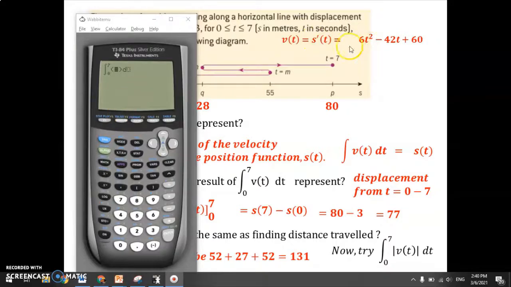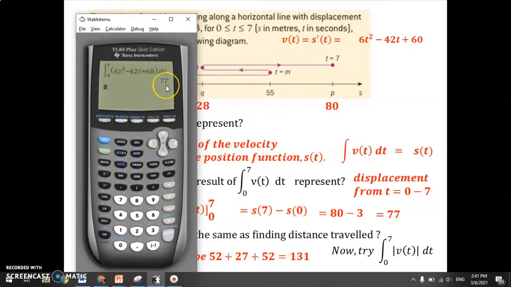Okay, so I have the velocity function here. We're going to enter that here. 6x squared, and then minus 42x, plus 60. And then in the end, we have to put integral in terms of x, so dx right here. Okay, I'm going to run that. Let's see what we get.